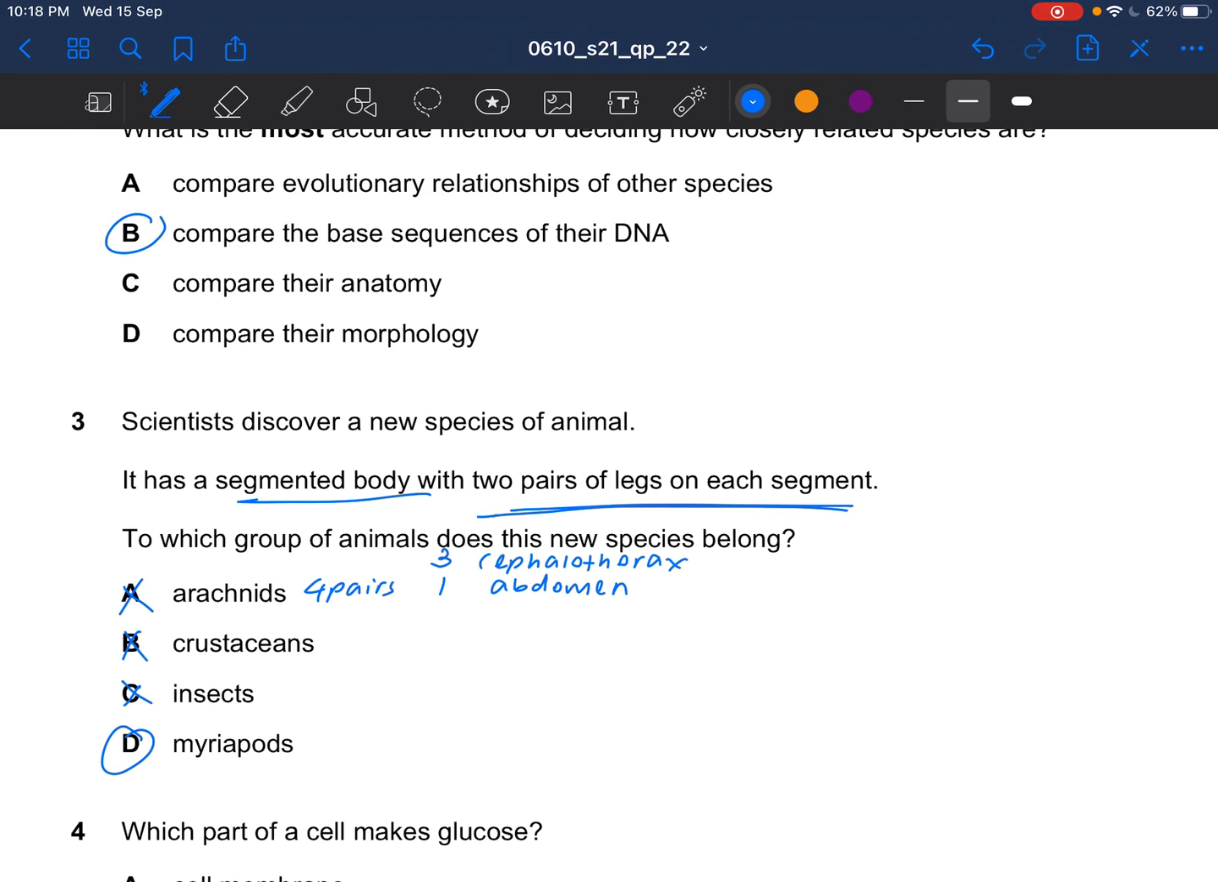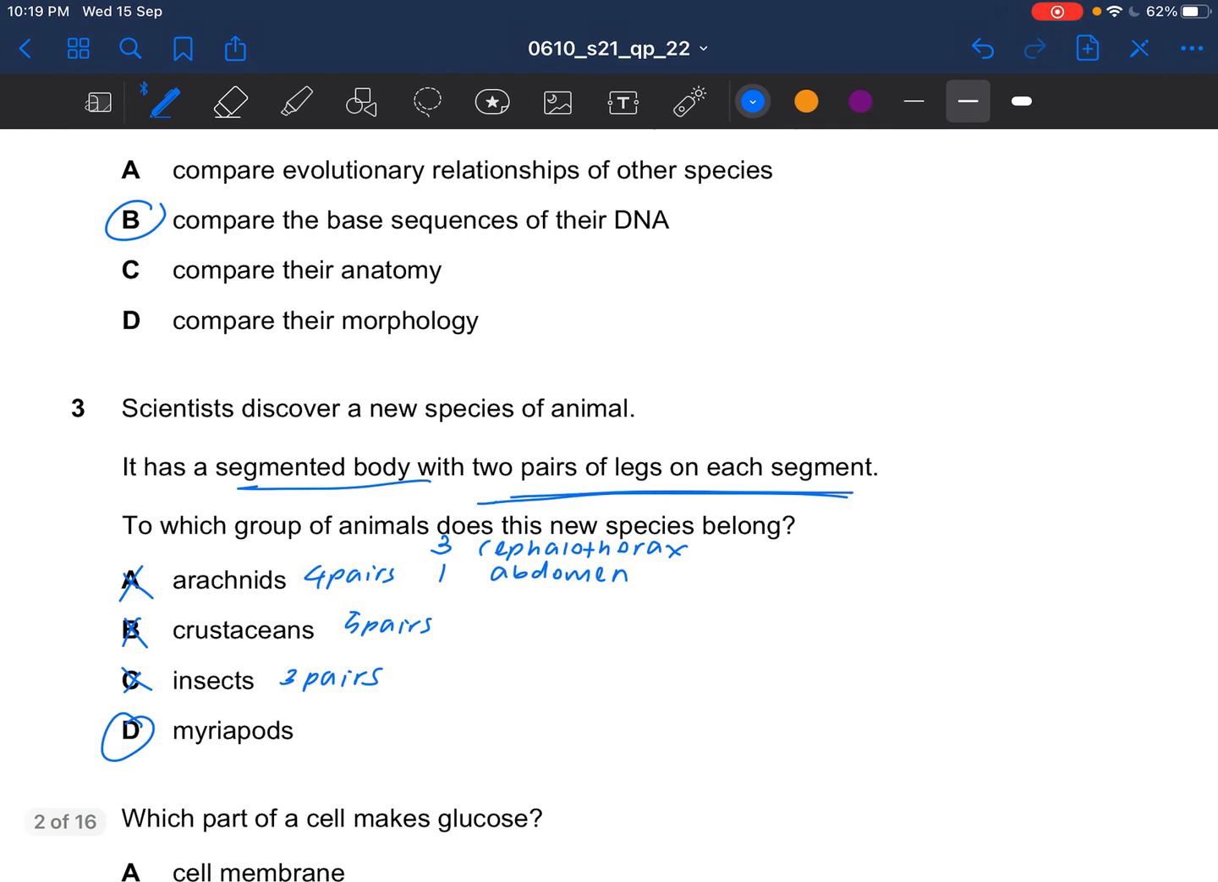Can't be crustaceans and insects too. Crustaceans have five pairs of legs. Insects have three pairs of legs, which is an odd number of pairs. So it can't be B and C too. So the answer would be D, myriapods.